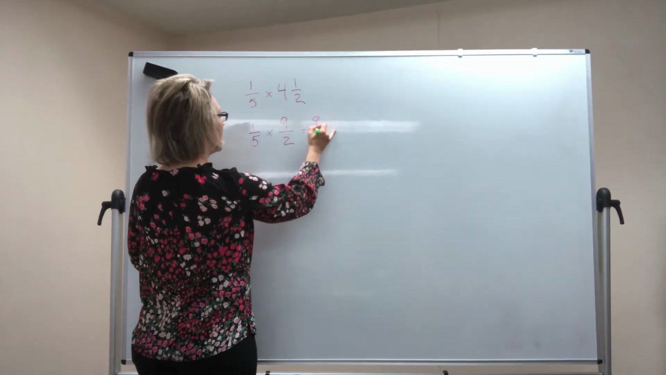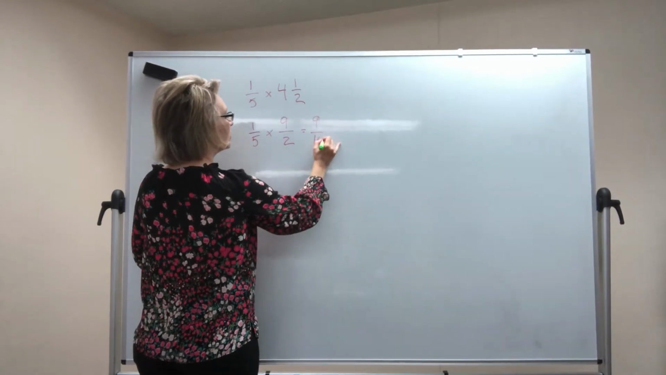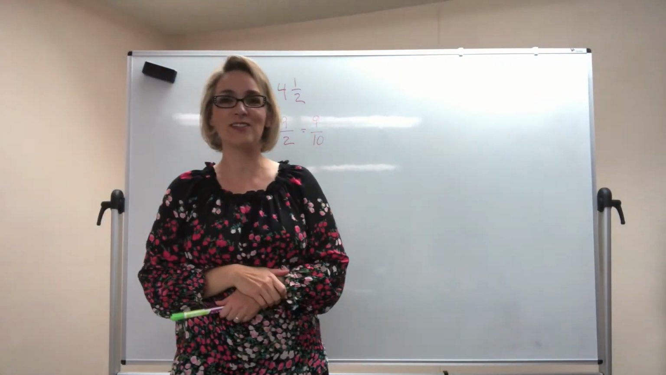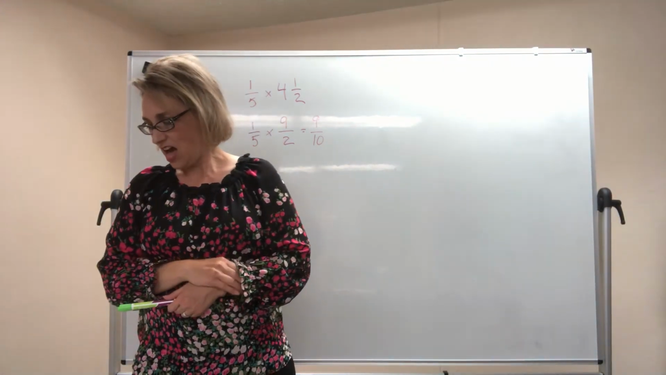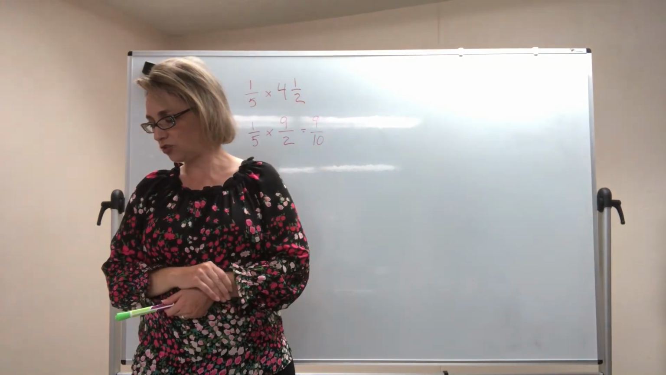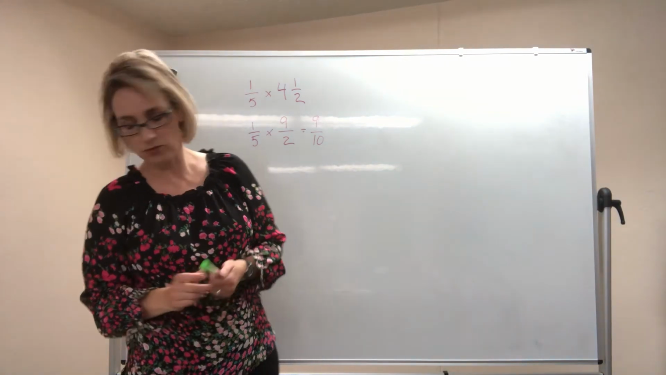Now we can multiply. 1 times 9 is 9. 5 times 2 is 10. The answer is 9/10. Yay, that's what the book says too, so we got it right, okay? That is what you are doing for all of these problems. Let's try the next example, 3 times 2 1/3.